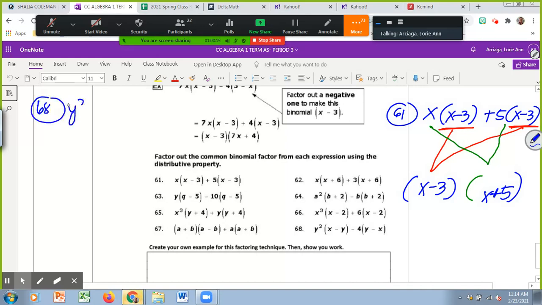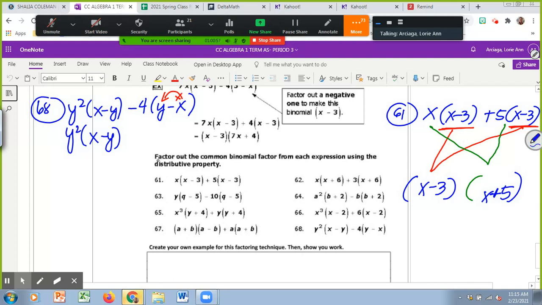In 68 they look the same, but not quite. Minus 4, y minus x. Look, this is x minus y. This is y minus x. So that doesn't match. How are we going to make them match? How do I make the y minus x the same as x minus y? What you're going to do is you flip them around, and then you change the sign outside.